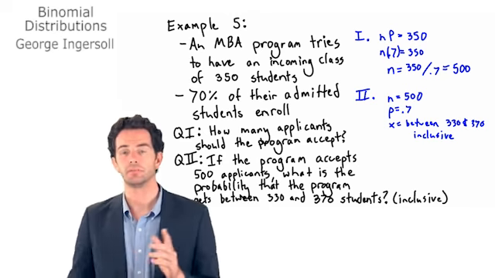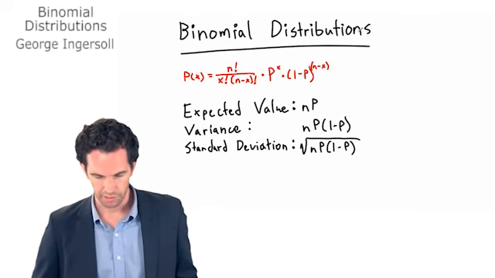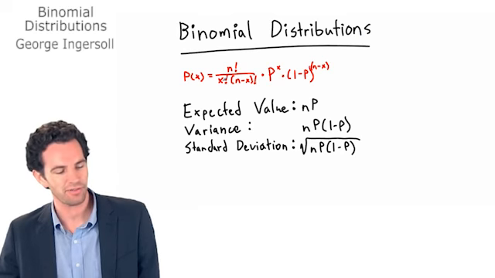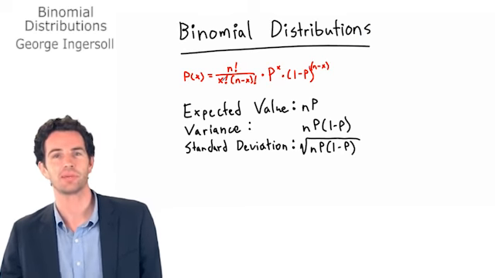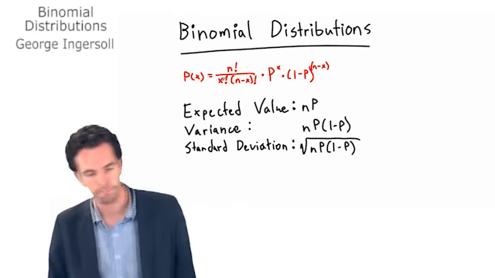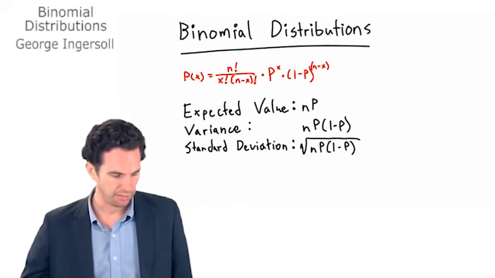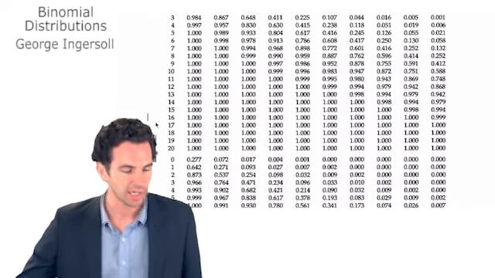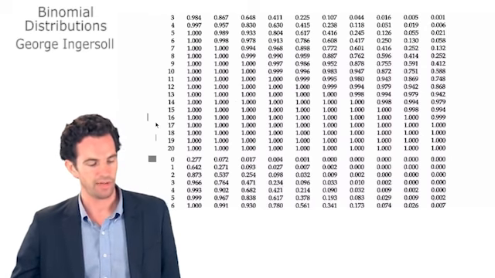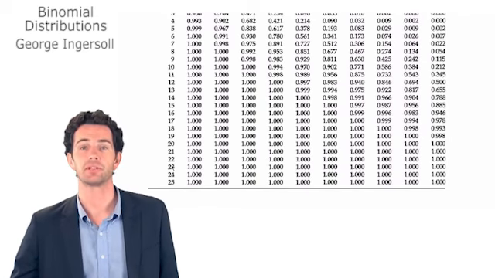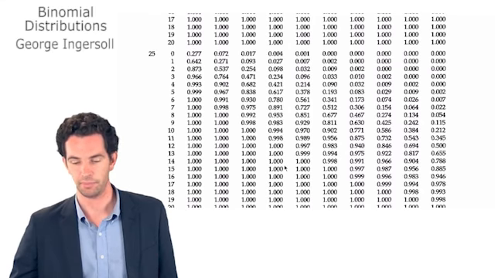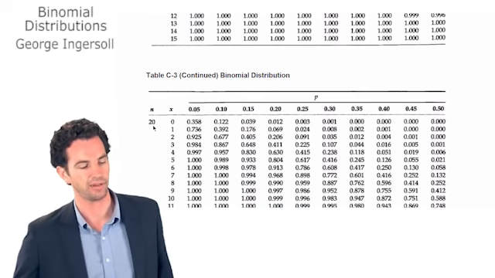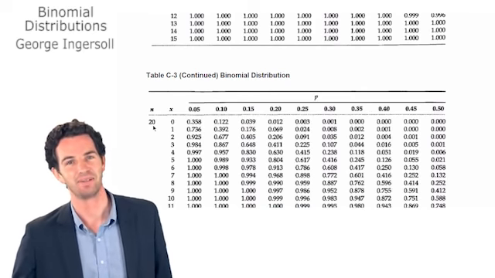A couple things we could do. 3 things we could do. Number 1, we could start by going to this equation, and we could perform this equation for every value of x between 330 and 370, and that would take us the better part of a day. Number 2, we could find a binomial distribution table that has an n of 500. Good luck. And a p of 0.7, which, okay, you might actually find one with a p of 0.7. Unlikely you'll find one with an n of 500, and it would be a really big table.